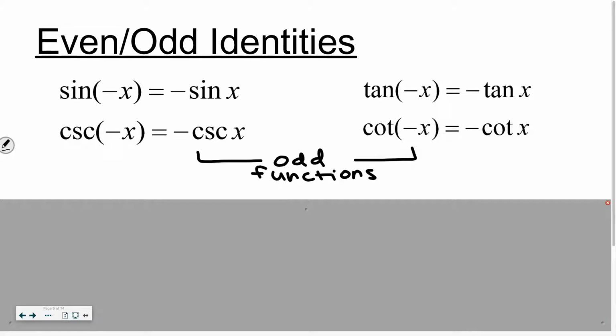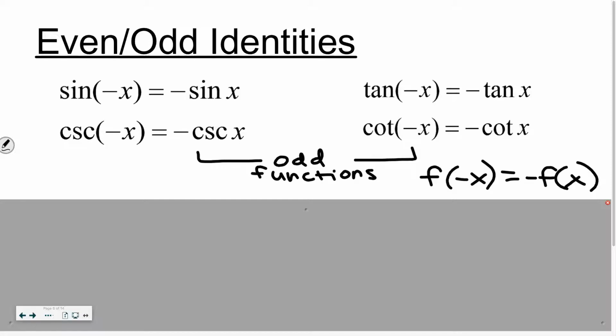Do you remember when we were checking if a function was odd or even? And we would do something like, is f of negative x equal to negative f of x? And we would have to substitute it in and see what happens. We're not doing that algebraic test anymore. But this is always true of odd functions. When you put in a negative x, the output is negative. So that's what you're seeing in these identities.